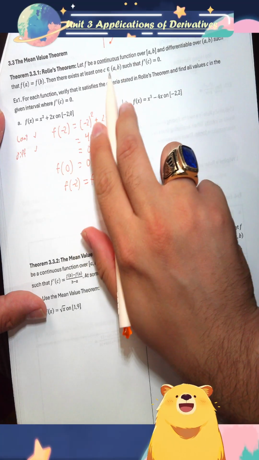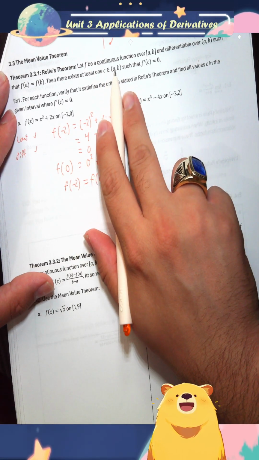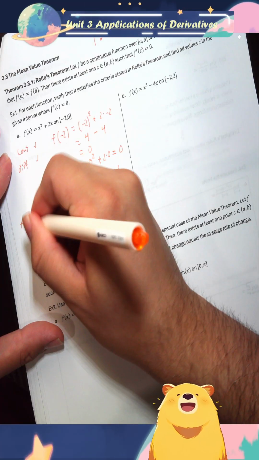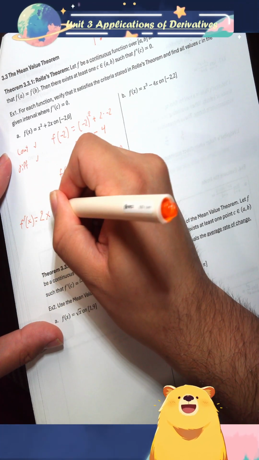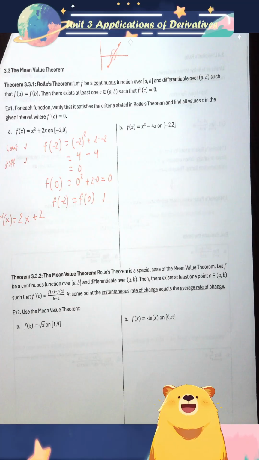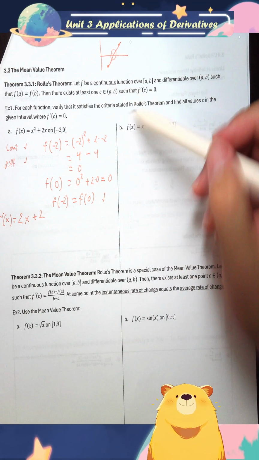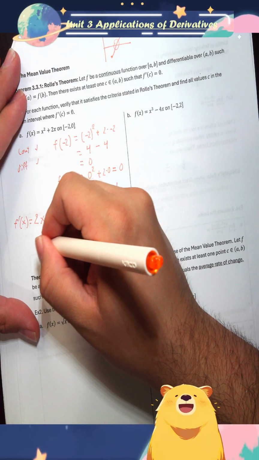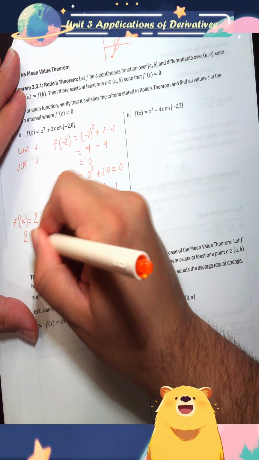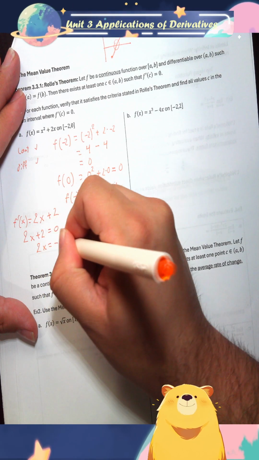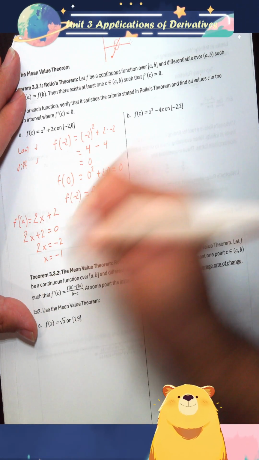Okay? Then there exists at least one c in between a and b such that f prime of c is equal to 0. Well, we need f prime first, and we know it's just 2x plus 2. And then we're going to go ahead and not do it this way where we pick a c in between a and b. We're just going to solve for when this expression equals 0. So we have 2x plus 2 is equal to 0.